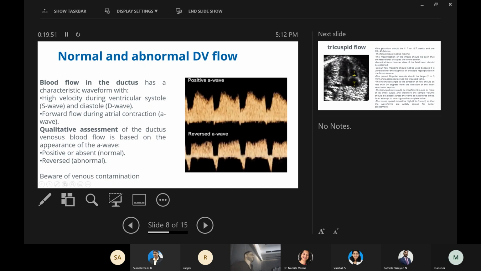One thing we have to keep in mind, which Dr. Kusuma may be remembering: we always have to keep the sweep speed very high so that we do not get overcrowding of these waves. If we get overcrowding of the waves, these venous contaminations will look like a reversed A wave. But when you increase the sweep speed, that is, you spread out the waveforms like this, then you will see clearly, okay, there is a wave in between there. So that is always something you have to keep in mind.